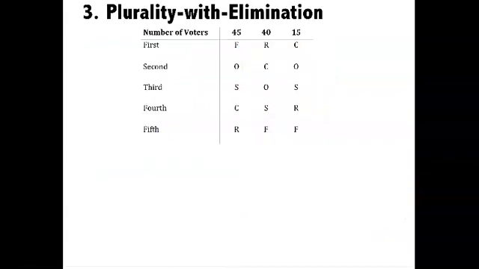Third, we'll determine the winner using the plurality with elimination method, which is also known as instant runoff voting or ranked choice voting. The plurality with elimination method is similar to the plurality method that we did first. However, it requires that the winner have a majority of the votes.